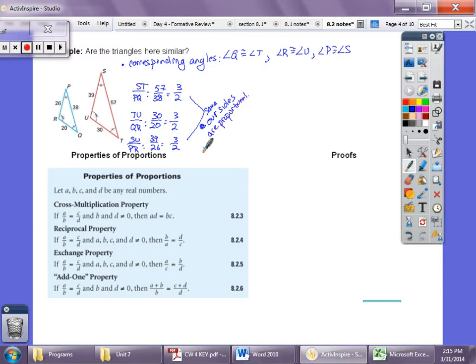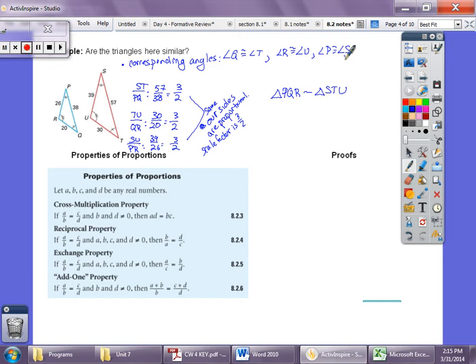And our scale factor is 3 over 2. So since our sides are proportional, our corresponding angles are congruent, we know that triangle PQR is similar to triangle STU. If you notice, Q and T match up, R and U match up, and P and S match up.